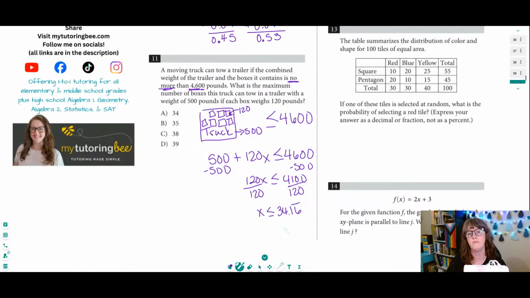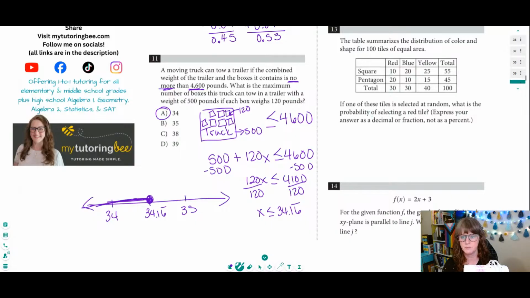So if we went to 35 boxes, then that would be too much, right? X has to be less than or equal to 34.16. So we can't go higher. We can even think of it on a number line, right? So if this is 34.16 repeating, this is 35. This is 34. This x has to be equal to, so closed circle, or lower than. So 34 is the most that this truck can hold.